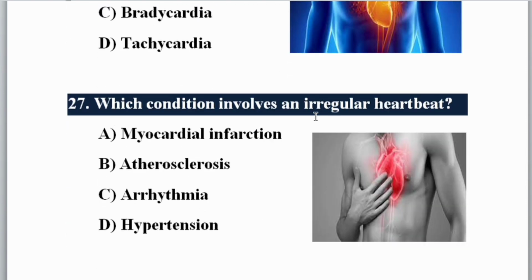Which condition involves an irregular heartbeat? Alpha, myocardial infarction? Beta, atherosclerosis? Charlie, arrhythmia? Yes. Arrhythmia is a condition that involves an irregular heartbeat.